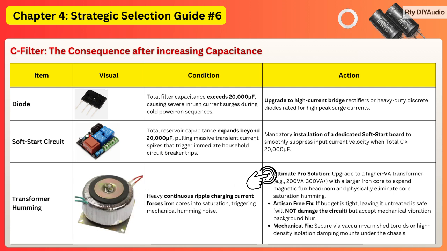To execute an ultimate pro solution, upgrade to a higher VA-rated transformer with a massive iron core to expand magnetic flux headroom. For a practical mechanical fix, secure the chassis using high-density isolation damping mounts, or deploy vacuum-varnished toroids to physically eliminate core saturation humming. Never upgrade your filter storage without upgrading your protective infrastructure.